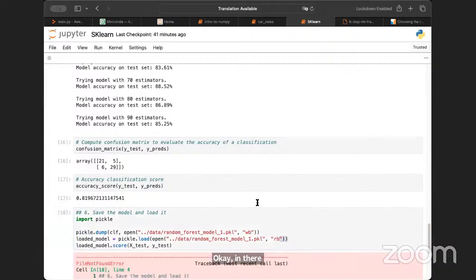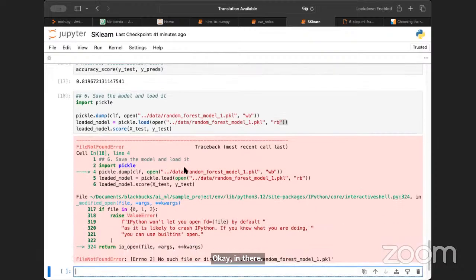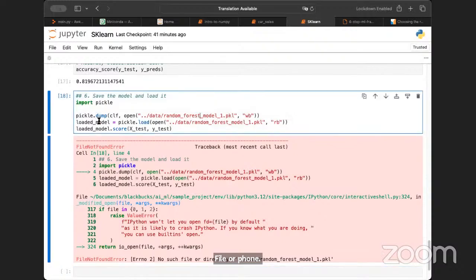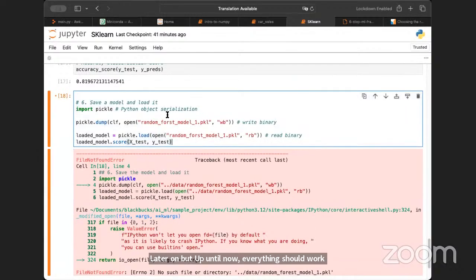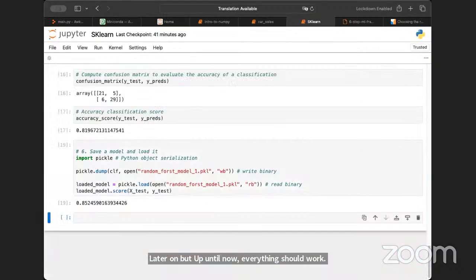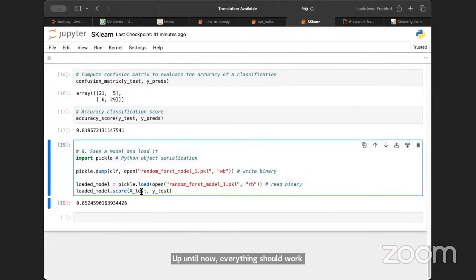File not found. Okay, anyways, we'll do the 6th step later on, but up until now, everything should work. Yeah, it works. Okay, load the model, pickle load, open this.